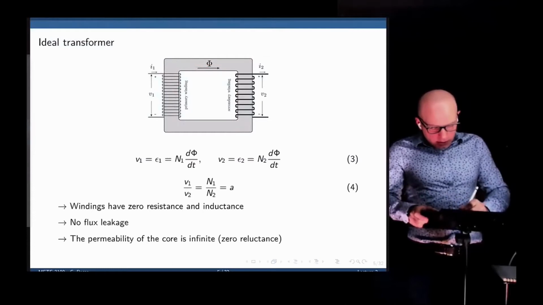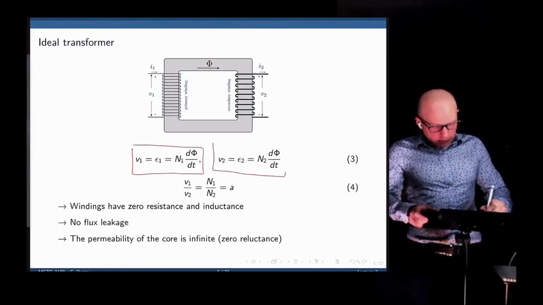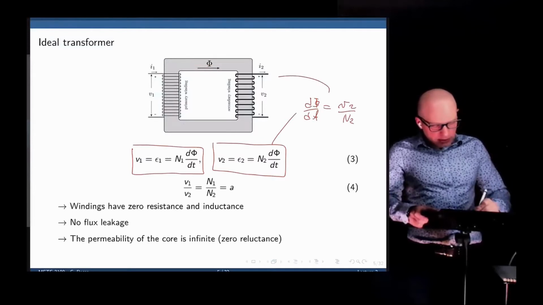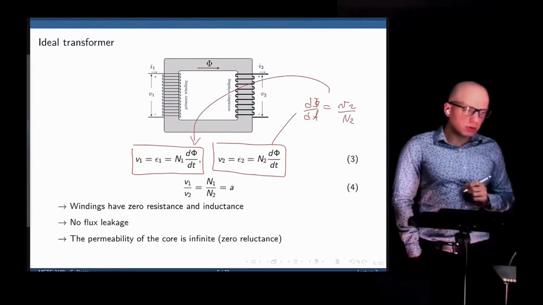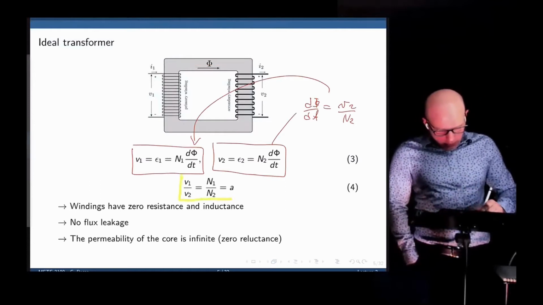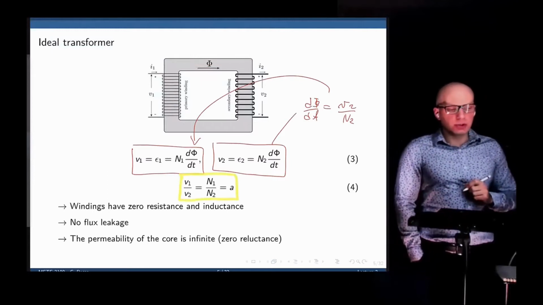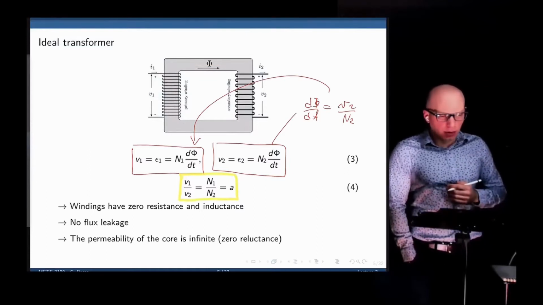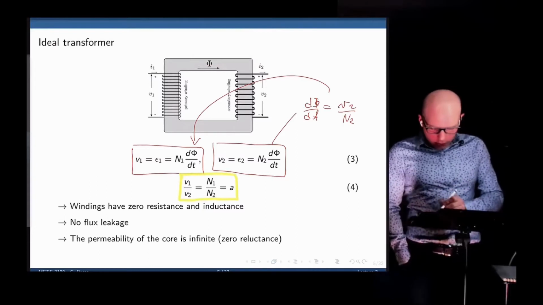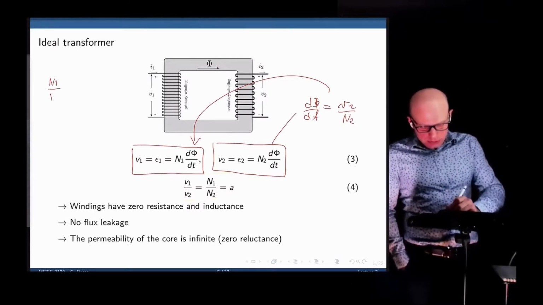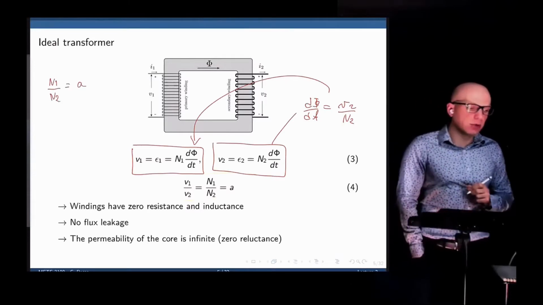All right, so now if you take these two equations and combine them, we can isolate for d phi dt in one of them. So let's take this one, d phi dt equals V2 over N2, and then replace that in the first equation. So d phi dt is simplified, and we end up with this expression, the relation between the input and the output voltage, or the voltage in the primary and the secondary winding. V1 over V2 equals N1 over N2. And this is equal to A, where A is the turn ratio, the number of turns in the primary divided by the number of turns in the secondary.